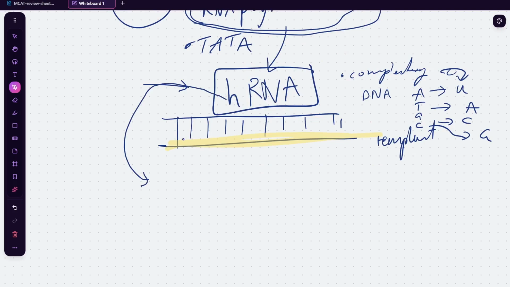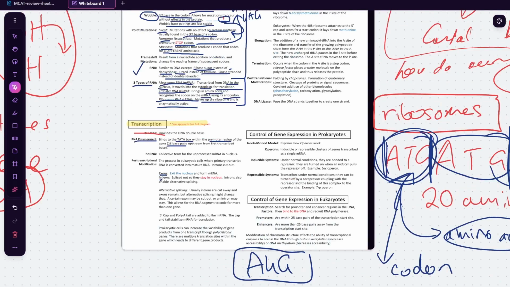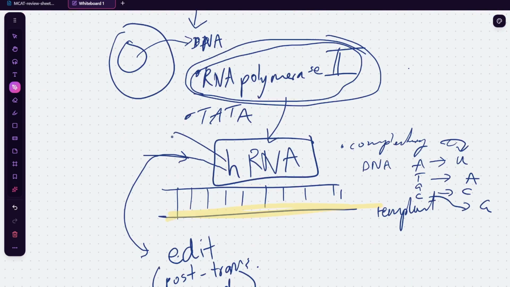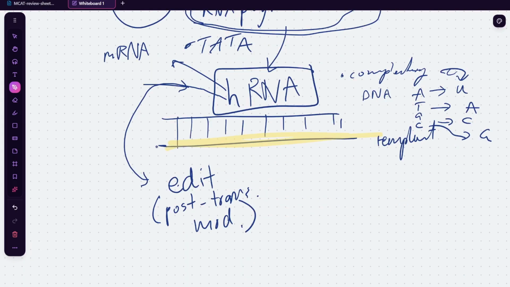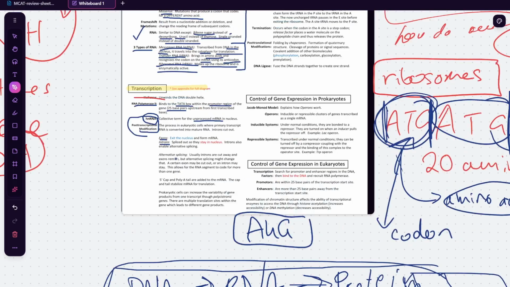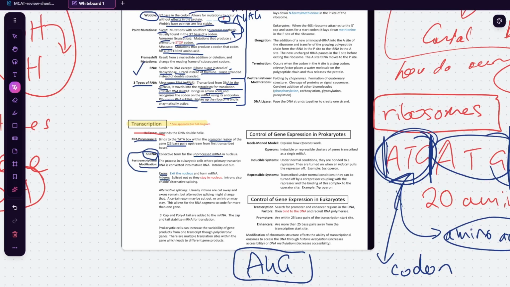But then it gets edited. We call it post-transcriptional modification. This is the editing process, and it's only done by eukaryotes. So that's when you get exons and introns. So remember, we have hnRNA, the collective term for unprocessed mRNA. So yes, hnRNA is technically mRNA, but it's mRNA that hasn't yet been edited. So hnRNA is going to go through post-transcriptional modifications. And actually we should go over exons and introns. So before we can use hnRNA, it needs to be edited.